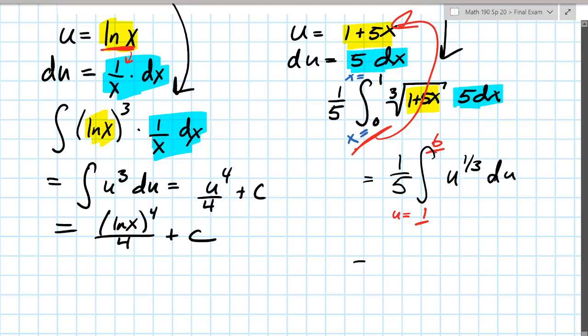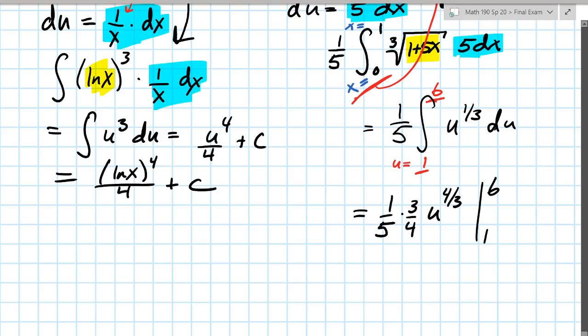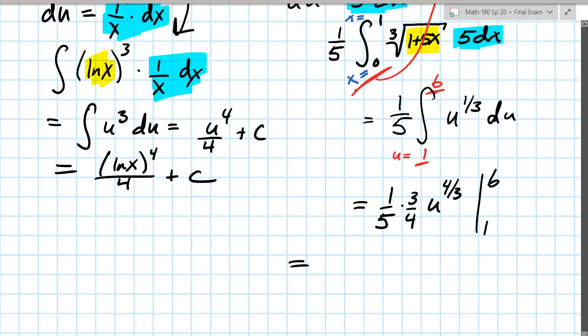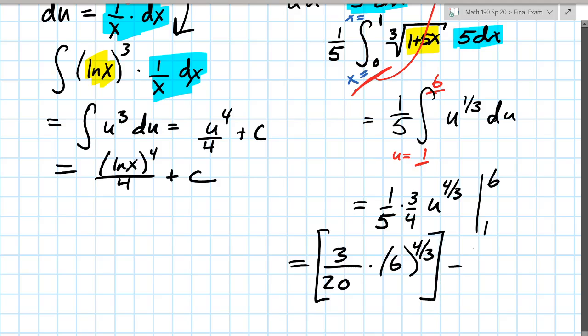So we've got 1/5. Now I'm doing my power rule for antiderivatives. U to the 1/3 plus 1 is 4/3. Divided by 4/3 is times 3/4. And then evaluate it at 1 and 6. So what we have is 3/20 times 6 to the 4/3 power minus 3/20 times 1 to the 4/3 power.